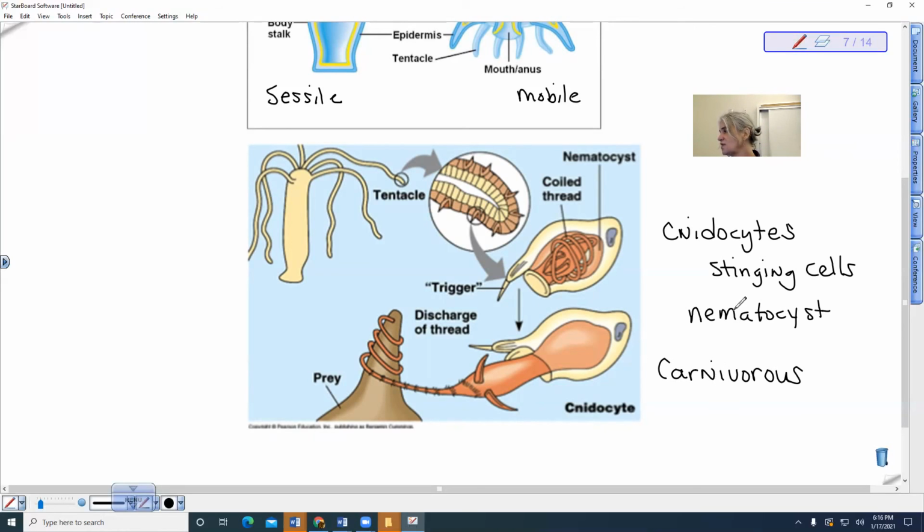So this shows that nematocyst within the cnidocyte. This is the nucleus of the cnidocyte. This is the trigger, and it causes this super, super fast, millisecond response, where this comes shooting out and penetrates the surface of the skin.